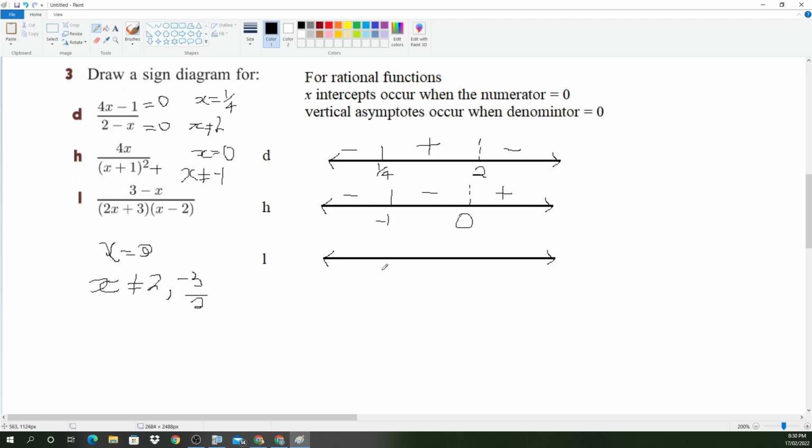All right, that's meant to be a dotted line. So we have two asymptotes that are linear factors. So that one is a minus 3 on 2. Next one is 2. And then we have 3. All right, substituting values into there.